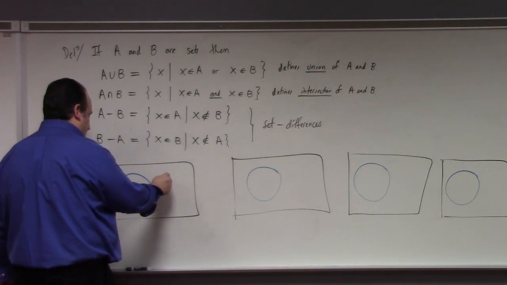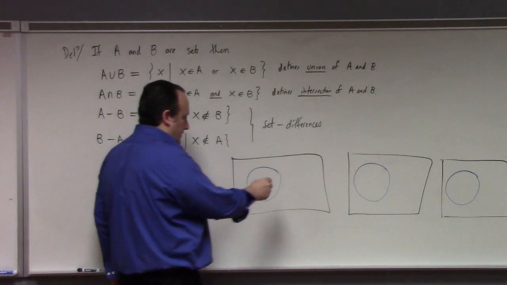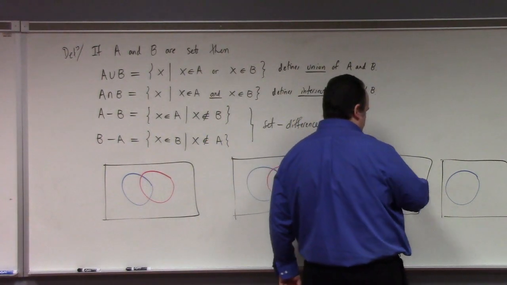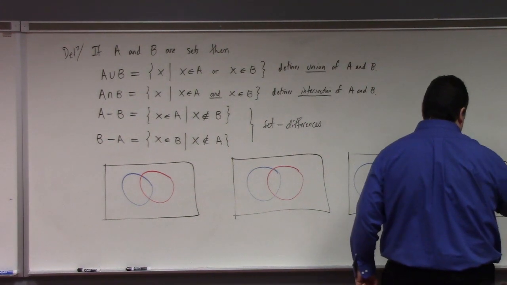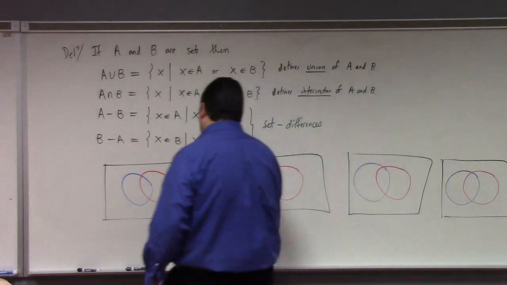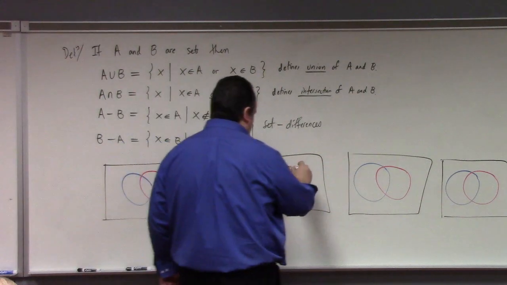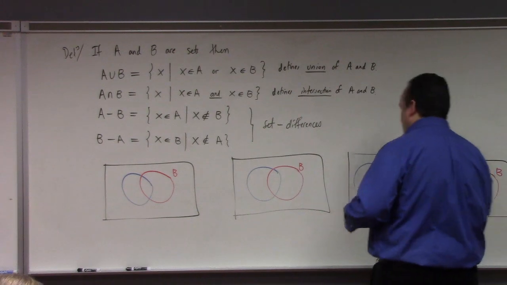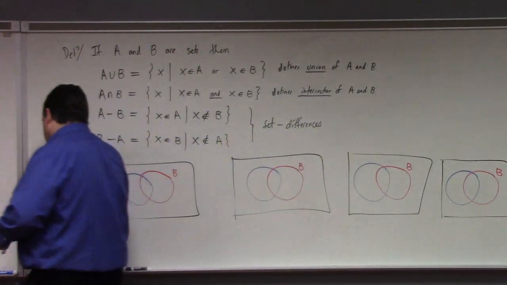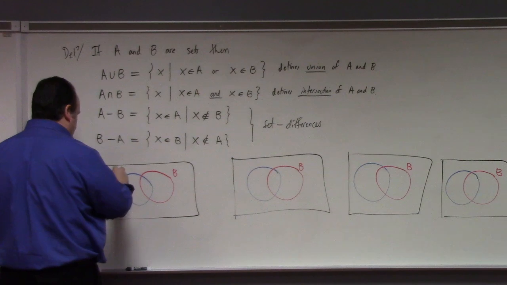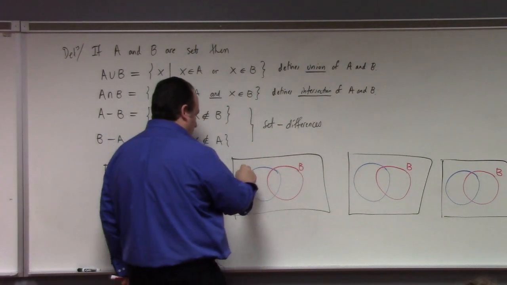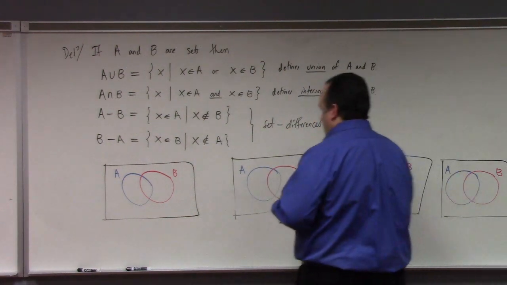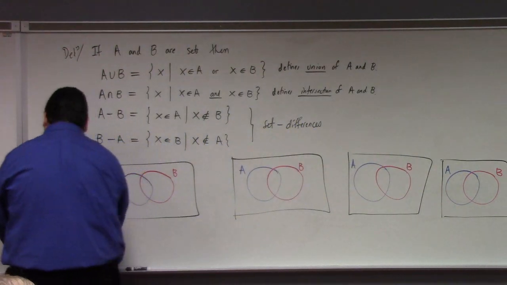Here, my red circle and my blue circle are going to illustrate, respectively, the sets A and B. These are Venn diagrams. So I'm going to make the red circle B and the blue circle A. And then I'm going to put in green each of these set operations I've defined up here.